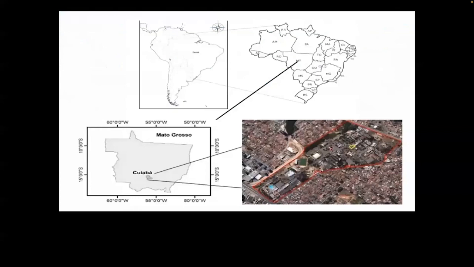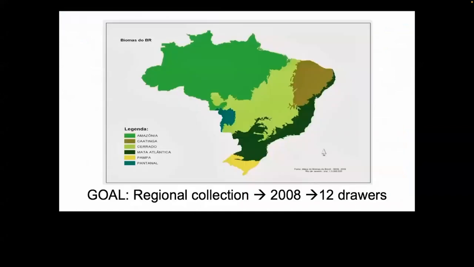The collection is located in Cuiabá City, in the Mato Grosso state, in the central west region of Brazil, an important region for being the union of three important biomes: Amazon, Cerrado, and Pantanal. The collection was created with the goal of being a regional collection. In 2008, the collection had 12 entomological drawers, with some insects and a small space located in a class laboratory.